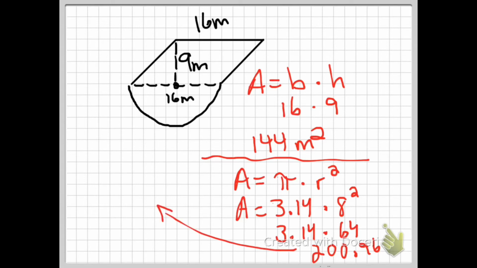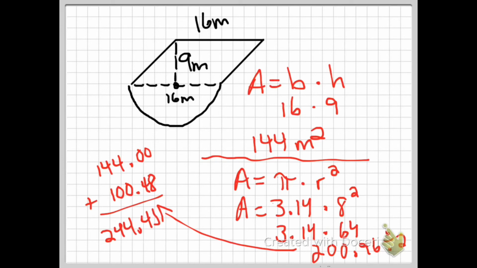Now, remember, that is for a full circle. Do we want a full circle? No, that's half of a circle. So we're going to cut that in half and divide by 2, which gives us 100.48. We take that and add it to our 144.00. So the area for the half circle is 100.48, and then we add those together to get 244.48. Our unit of measure is meters squared.